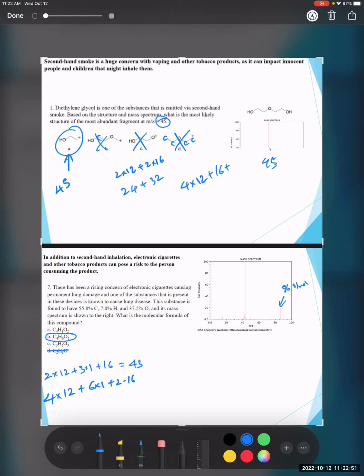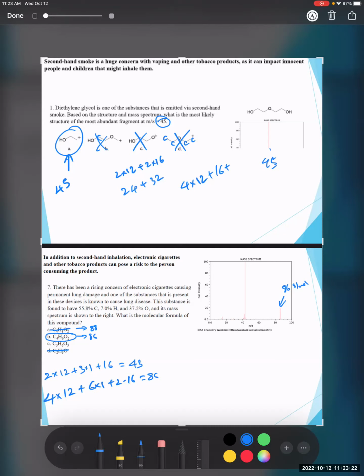Now anyway, let's consider the other 2 options as well. When it comes to option A, we see that it has 2 more hydrogens than option B. That means if this has a mass of 86, this must have a mass of 88, which does not match with our molar mass from the mass spectrum. And therefore I'm going to eliminate that as well.